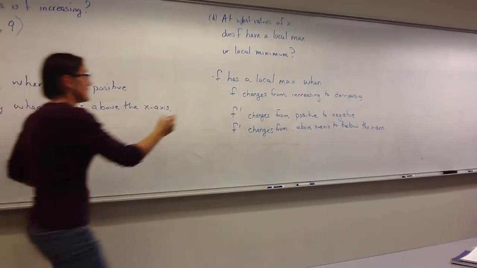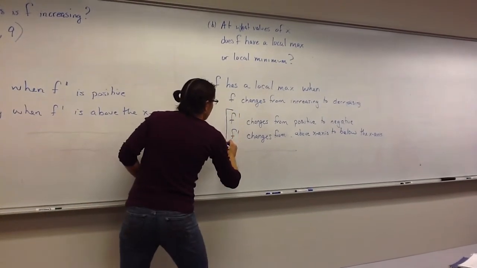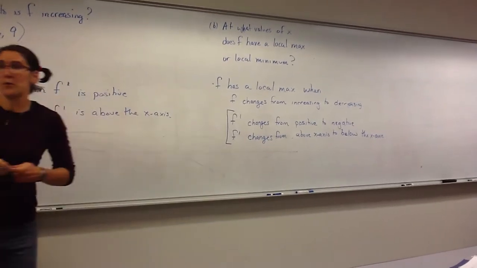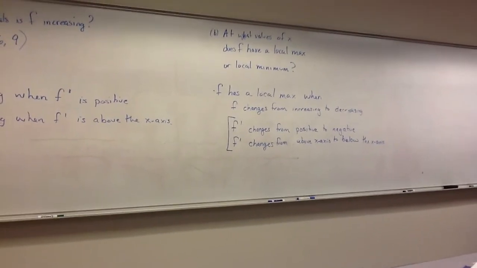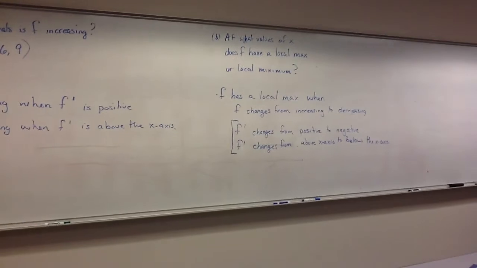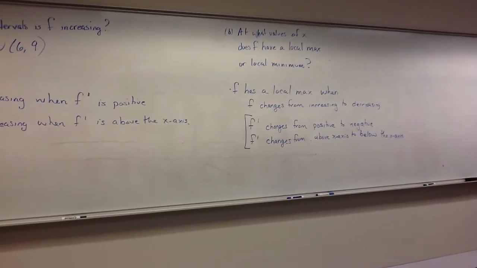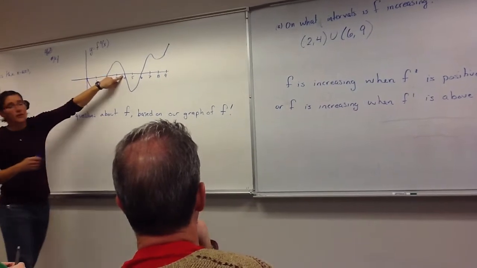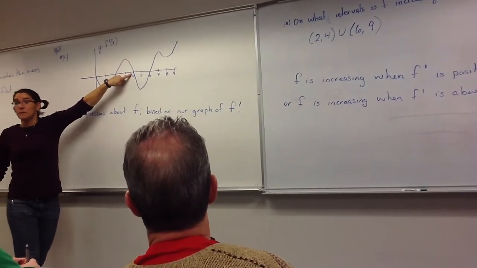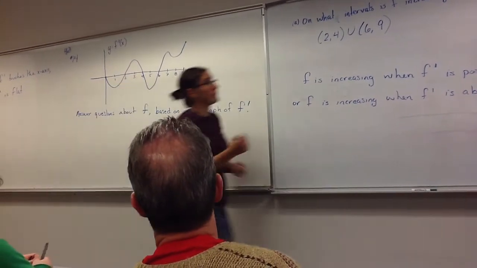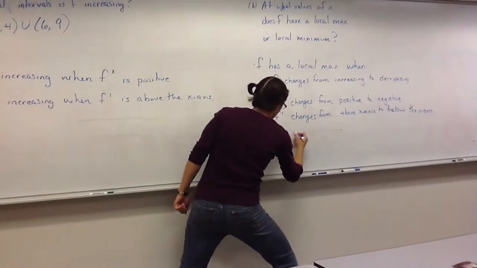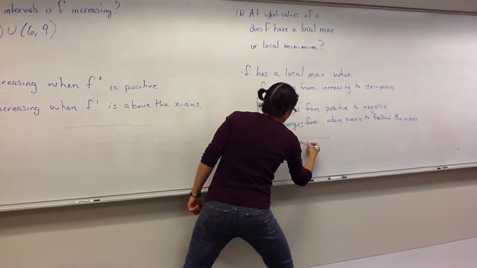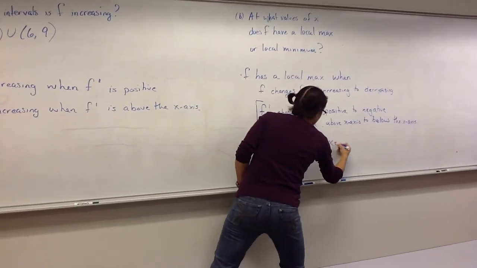Okay, so our reasoning is f has a local maximum when f prime changes from above to below the x-axis. So when I'm reading from left to right, we're always reading left to right here. When f prime changes from above to below the x-axis, that only occurs right here at x is equal to 4. So f has a local max at x is equal to 4.